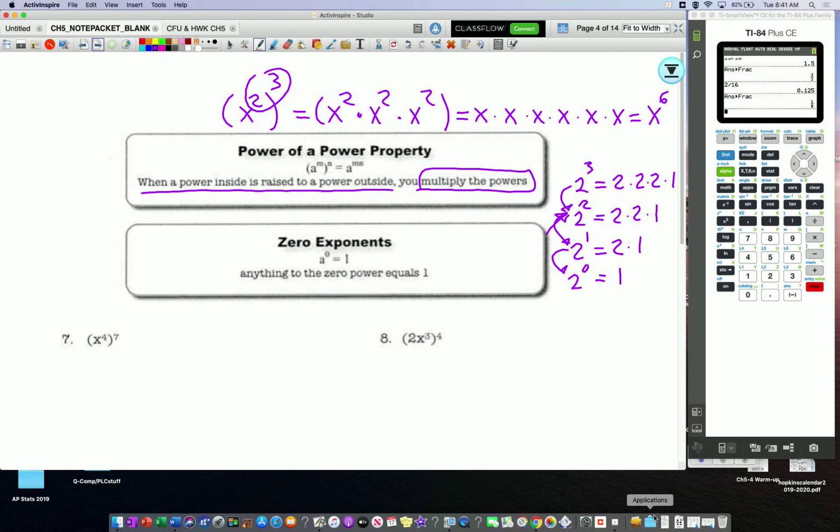I can do the same thing, not just for 2, but this could be 5, and I have 1 less 5. This could be x. I would have 1 less x. So anything to the 0 power is 1. You don't believe me? Here, I'll just type in a whole bunch of numbers. I'll raise it to the 0 power. Look at what happens. You get 1.